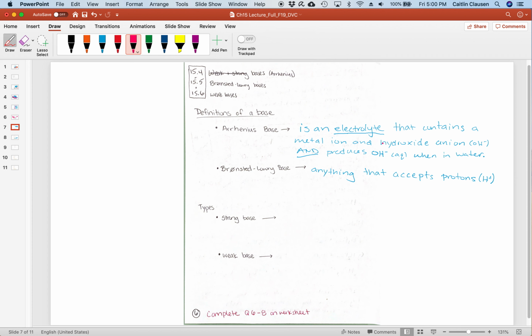A Bronsted-Lowry base is anything that accepts a proton. So again, an Arrhenius base could be a Bronsted-Lowry base, but a Bronsted-Lowry base is not necessarily an Arrhenius base, because OH- will gladly accept protons. So pause the video, try and define strong base versus weak base, since you've already had some practice defining strong and weak electrolytes, strong and weak acids.